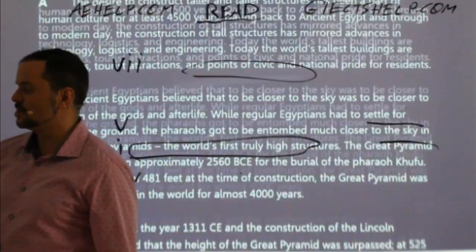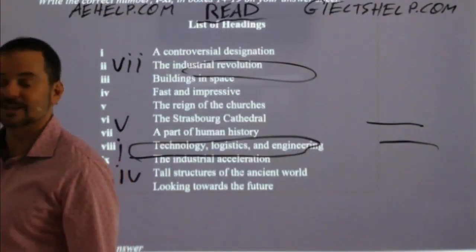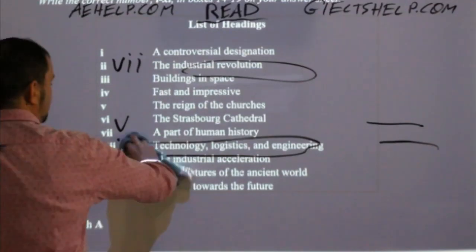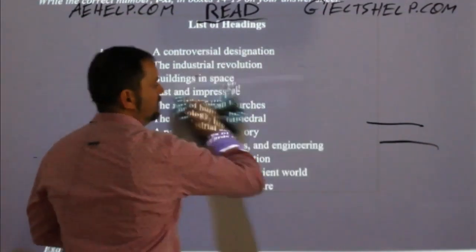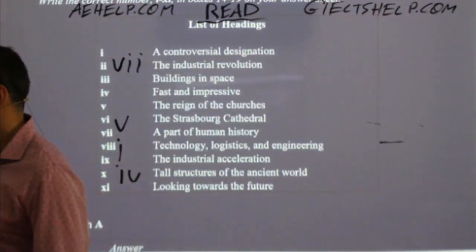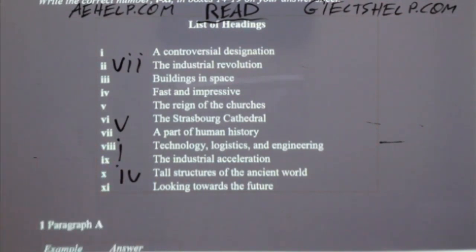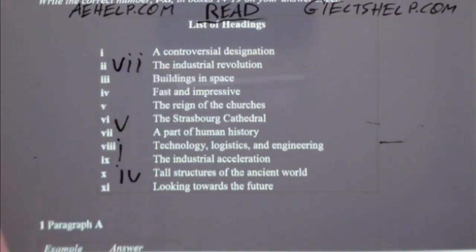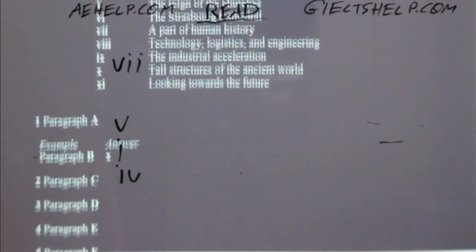Okay, so which one of these matches closest? So which one of these choices is the closest match? Yeah, there you go, students. Very good. Number 1, a controversial designation. Okay, it's not about the CN Tower. It's about a controversial designation. Okay, so I, number 1.